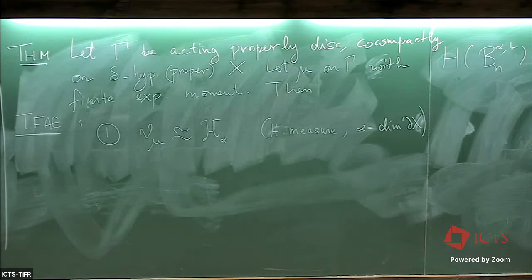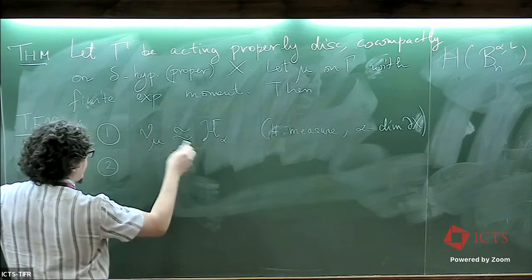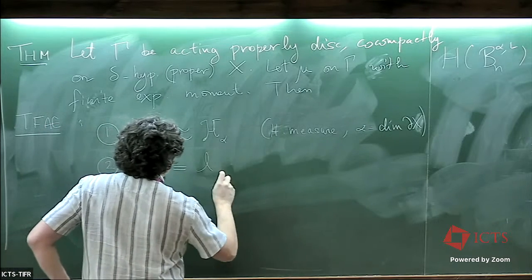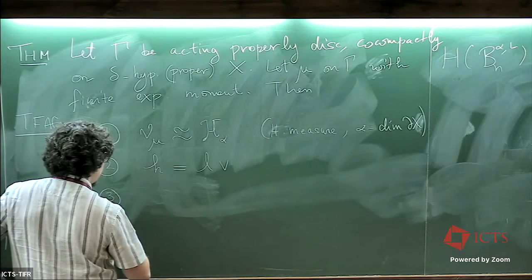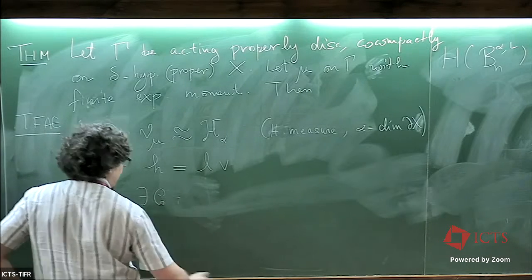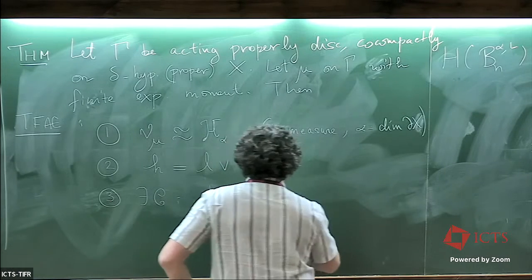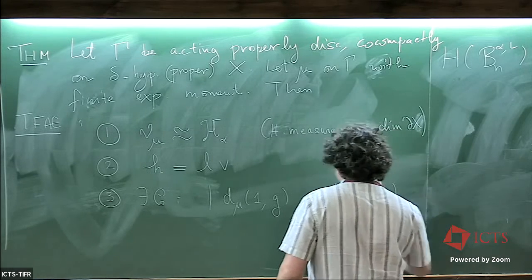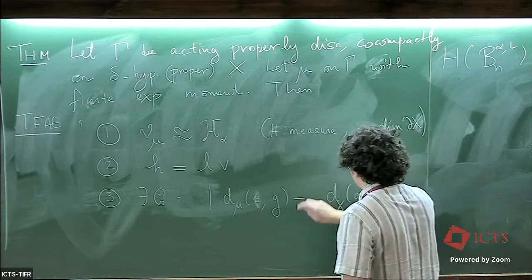The second is that this inequality, which I will write in a second, is an actual equality: h equals l times v. And the third one is that there exists C such that the hyperbolic distance, so the ambient distance, and this Green distance are the same up to an additive constant.